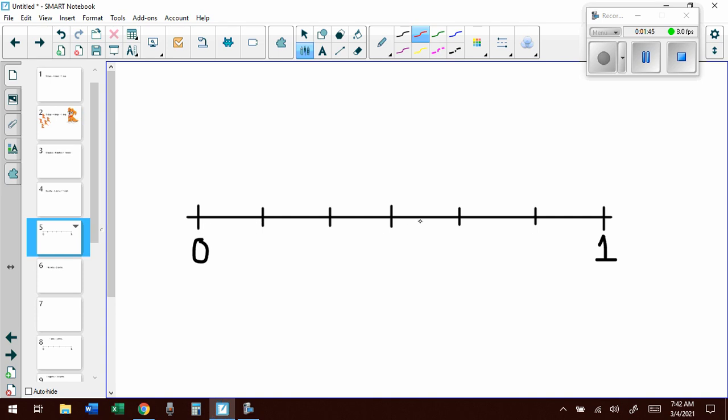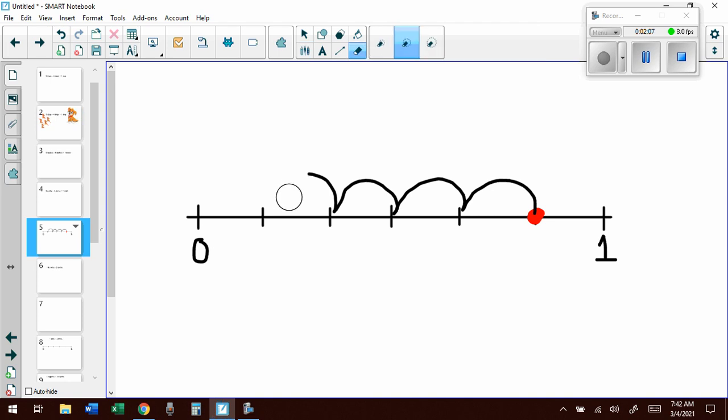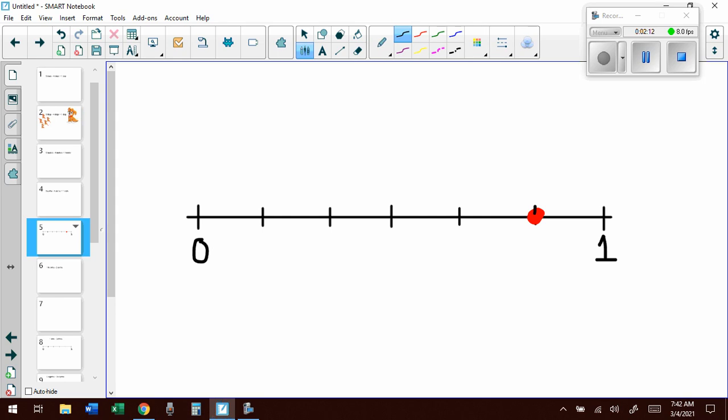Now let's find 5 sixths. 1, 2, 3, 4, 5. Right here is 5 sixths. Now let's count backwards 4 sixths. We're counting back 1 sixth, 2 sixths, 3 sixths, 4 sixths. So we're going to land right there. But since it's not marked, let's count backwards a little bit differently. Let's count from 5 sixths to 4 sixths to 3 sixths, 2 sixths to 1 sixth.